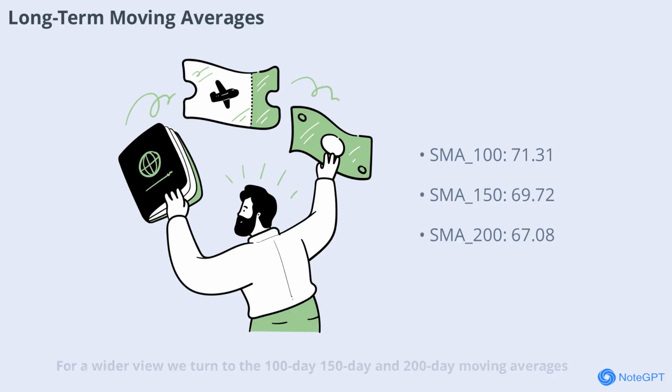For a wider view, we turn to the 100-day, 150-day, and 200-day moving averages. The SMA 100 is at 71.31, SMA 150 at 69.72, and SMA 200 at 67.08. All these averages are well below the current price, highlighting a strong long-term uptrend. When the current price is significantly above these long-term averages, it often signals robust investor confidence and can act as a support level in case of pullbacks.